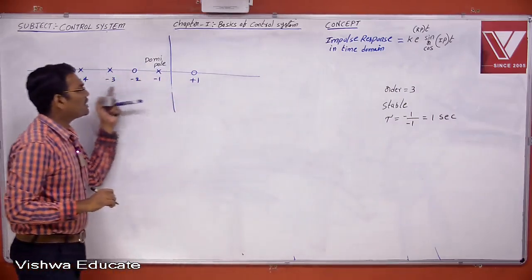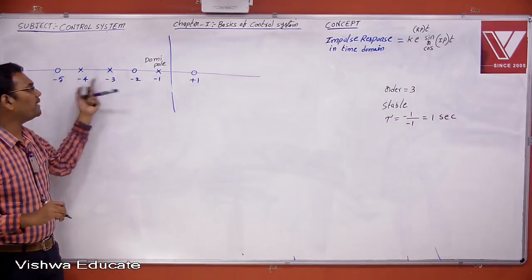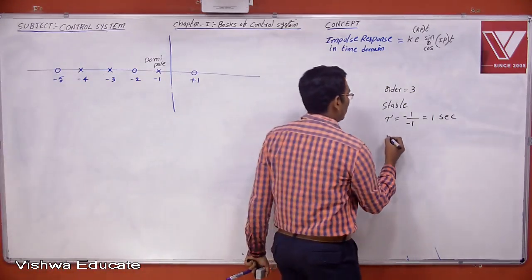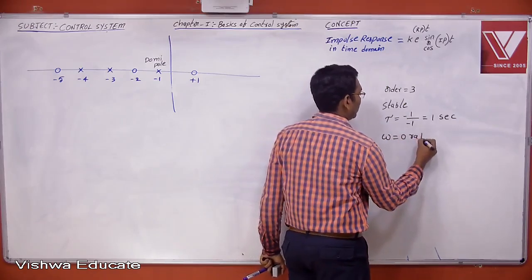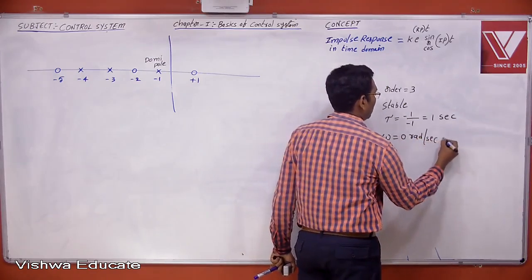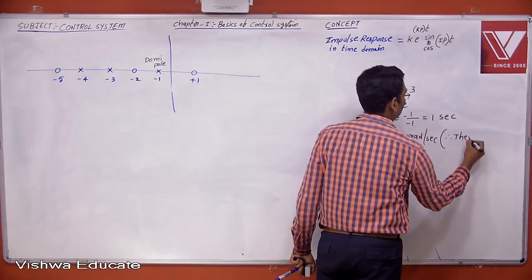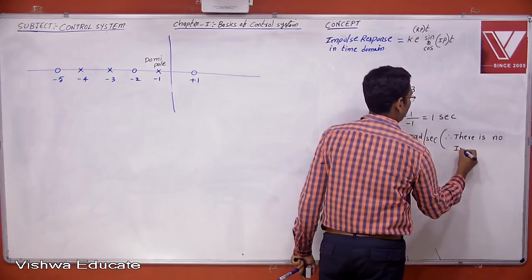Now, do these poles have any imaginary part? No. These poles have only a real part, no imaginary part. If there is no imaginary part, the frequency of oscillation is 0 radians per second, because there is no imaginary part.